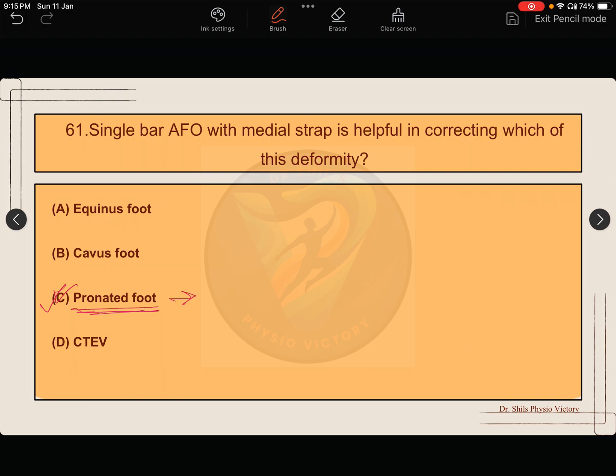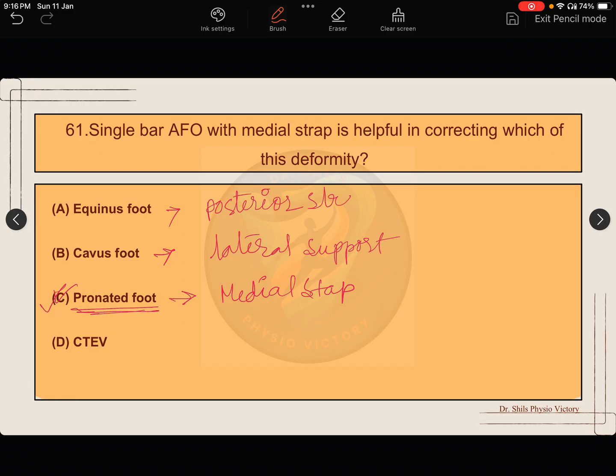Pronated foot, medial strap. Cavus foot needs lateral support. Equinus foot needs a posterior strap.